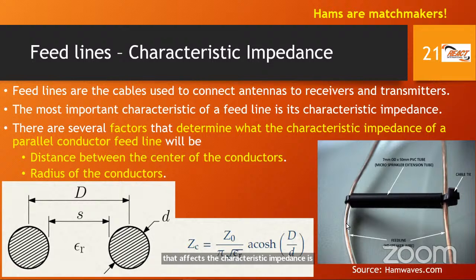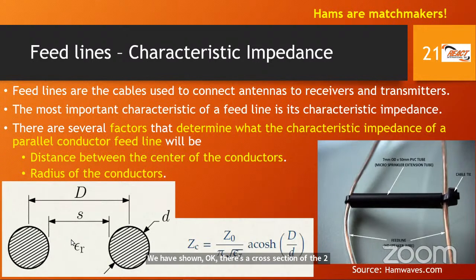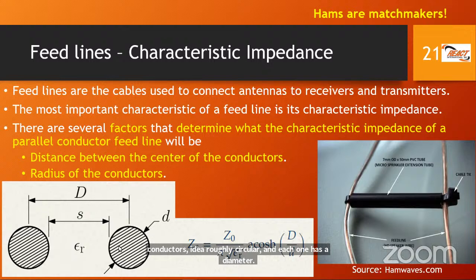The other parameter that we need to know for the exam that affects the characteristic impedance is the radius of the conductor, right? So these are conductors, and they will have a radius or radii. And those two are what you need to know for the exam. But we've just put a bit of extra information here for you. We have shown a cross section of the two conductors, right? They're roughly circular, and each one has a diameter. And of course, there's also a distance between the two parallel conductors, right?